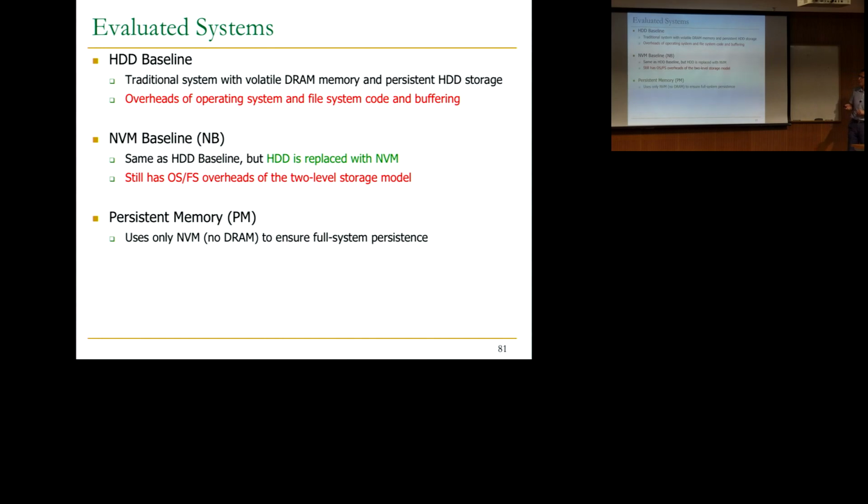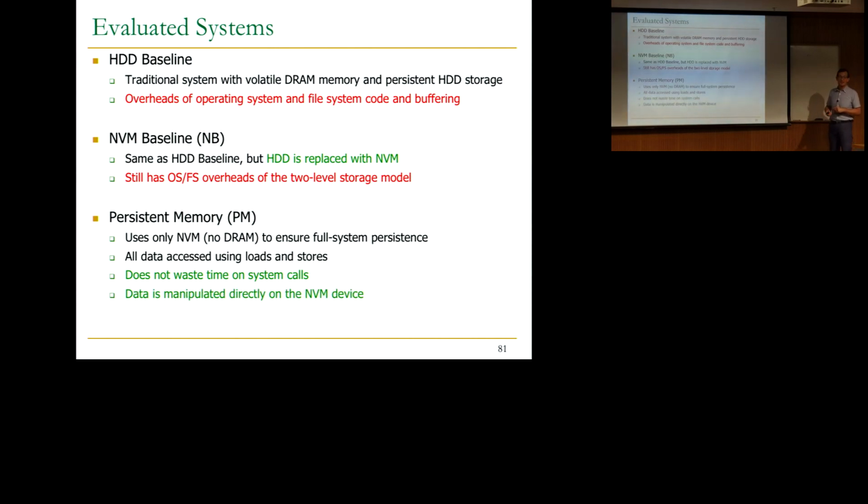And the third one is we get rid of DRAM in the system, and we replace it with NVM completely, to ensure full system persistence, at least in main memory. All data is accessed using loads and stores, and it doesn't waste time on system calls, basically. And data is manipulated directly on the non-volatile memory device, in this case. So those are a lot of upsides over here.